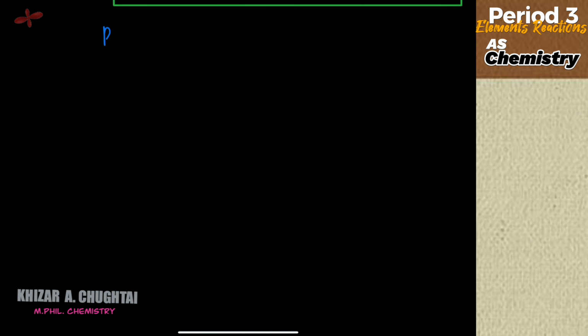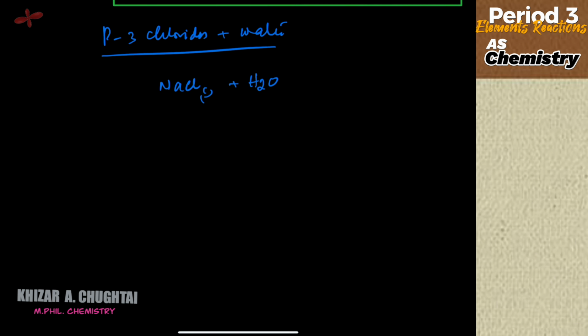Now the reaction of period 3 chlorides with water. First of all, sodium chloride, NaCl, it's a solid. When it is dissolved in water, yes, it is soluble in water, and it is supposed to make Na positive aqueous and Cl negative ion aqueous. But there is no further chemical reaction with water, so it just dissolves.